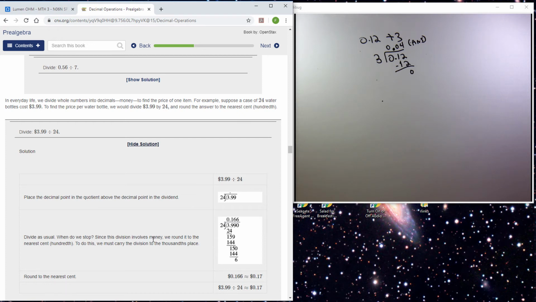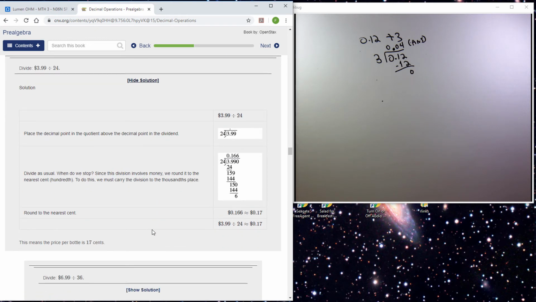So when do we stop here? It's not ending. So in this case, since we're dealing with money, we stop after the thousandths place, because you want to round to the nearest penny. So you take your division out to the thousandths place, so you can round to the nearest penny, which will make it 17 cents.